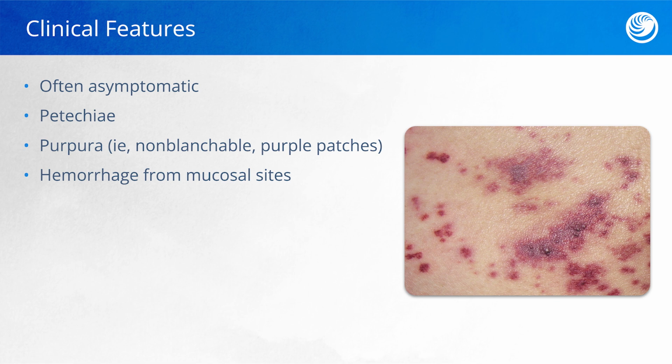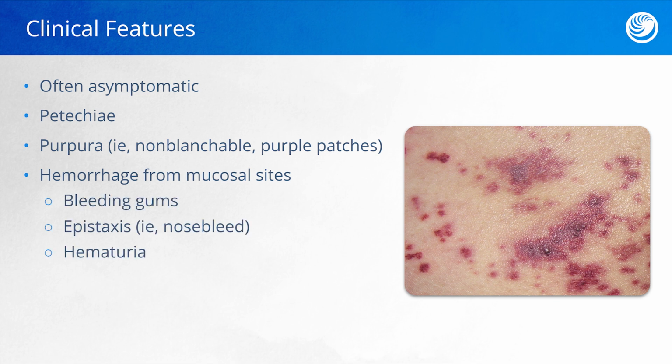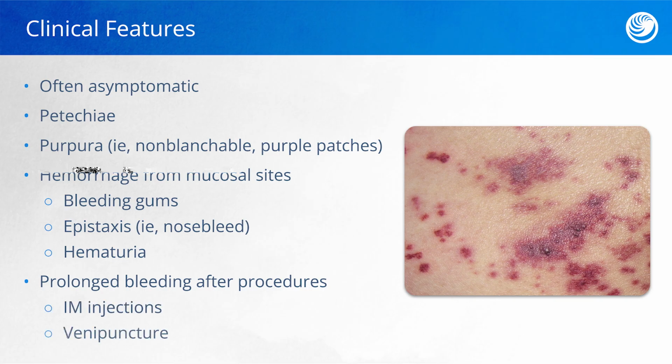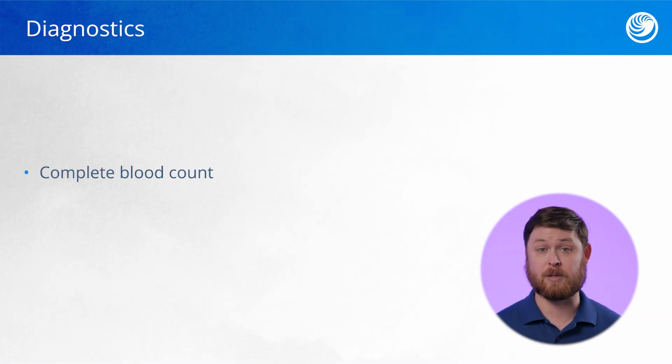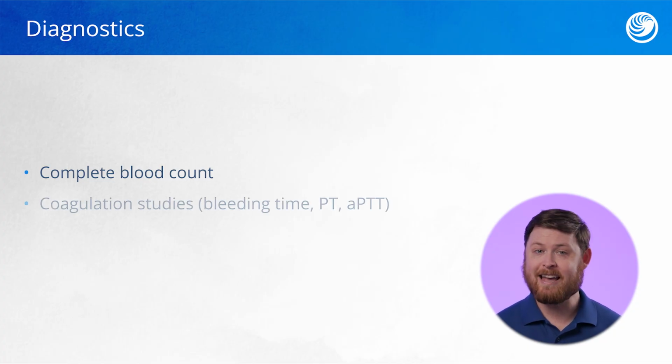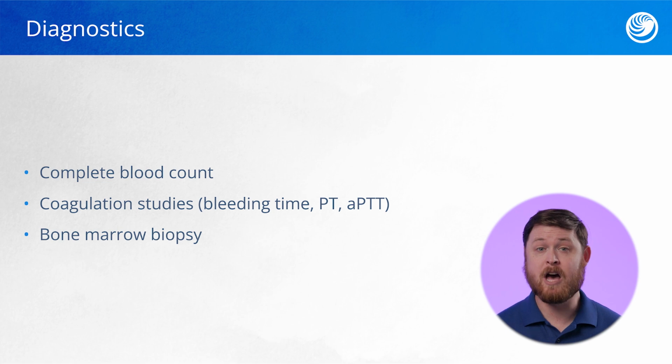Hemorrhage from mucosal sites, which may include bleeding gums, epistaxis, also known as nosebleeds, and hematuria. And prolonged bleeding after invasive procedures may occur, such as from intramuscular injections or even venipuncture. To diagnose thrombocytopenia, the healthcare provider will look at certain laboratory studies, including a complete blood count to assess platelet levels, and coagulation studies to assess for increased bleeding time, PT, and APTT levels. If necessary, the healthcare provider may perform a bone marrow biopsy to assess for the presence of certain malignancies that may contribute to the development of thrombocytopenia.